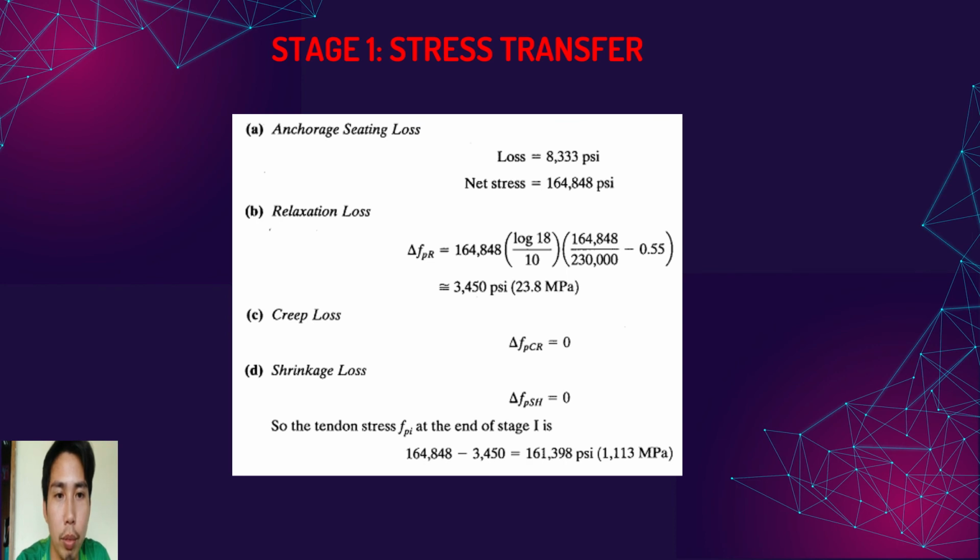Stage 1, stress at transfer. Anchorage setting loss. Loss equals 8,333 psi. Net stress equals 164,848 psi. 10B, relaxation loss. Delta F sub PR equals 164,848 times log 18 over 10 times quantity 164,848 over 230,000 minus 0.55, approximately equals 3,450 psi. Creep loss, delta F sub PCR equals 0. Shrinkage loss, delta F sub PSH equals 0.